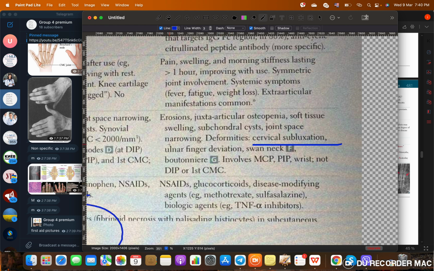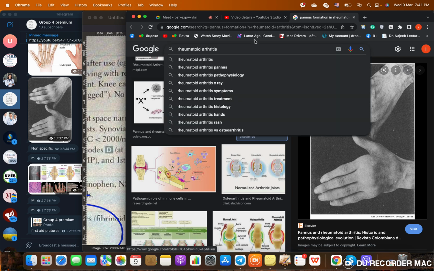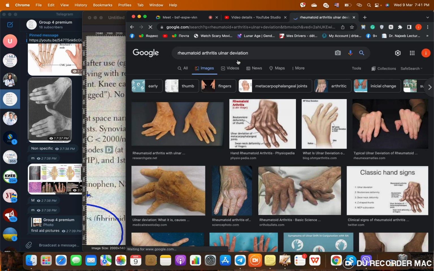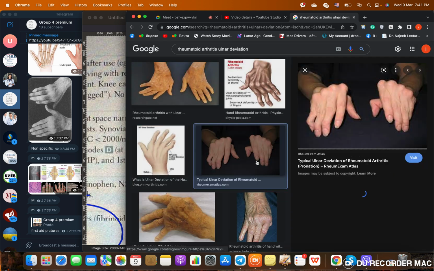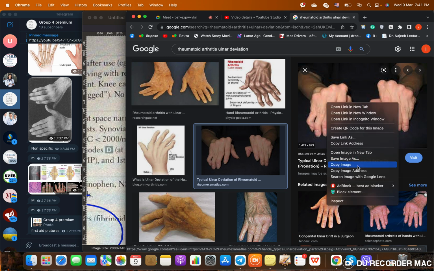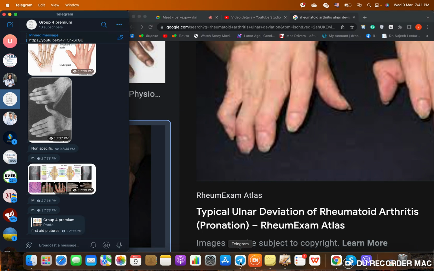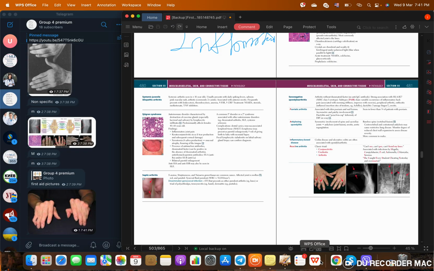And there will be an ulnar finger deviation, which looks like this, okay? This is highly specific of rheumatoid arthritis, which is the ulnar deviation. Okay, so yes, somebody once told me it looks like a goose neck. Okay, can you see? This is ulnar deviation. Okay, good.